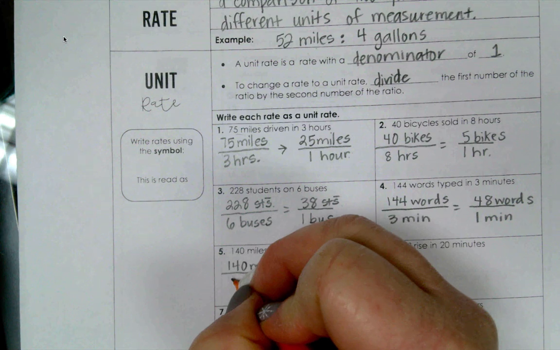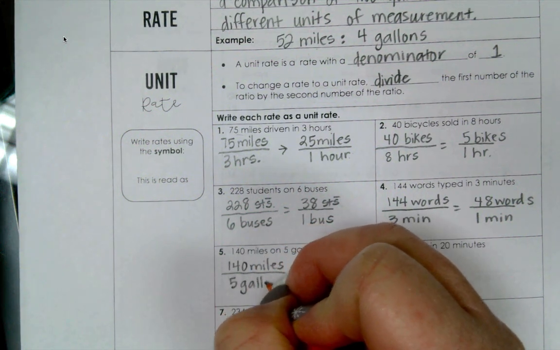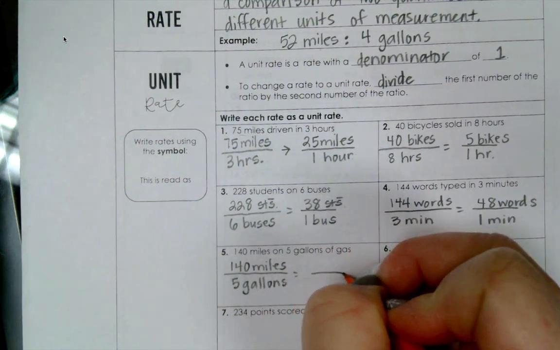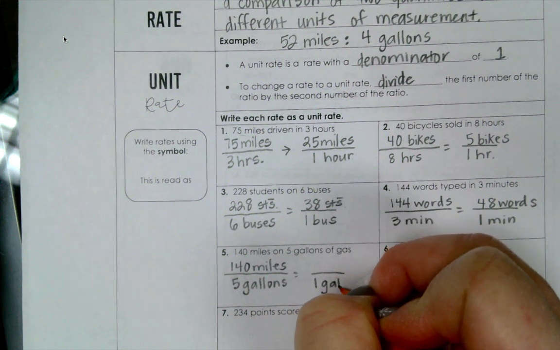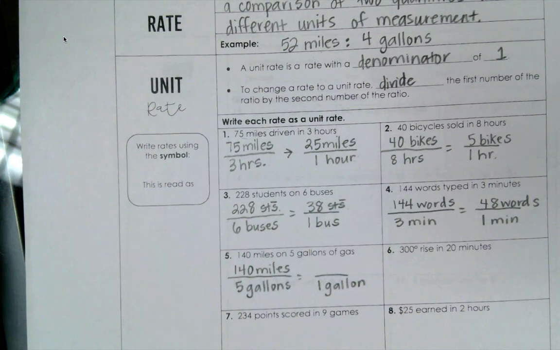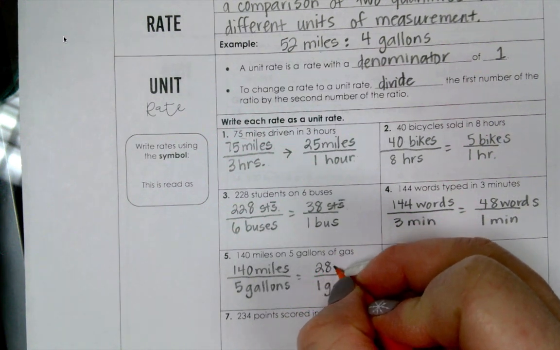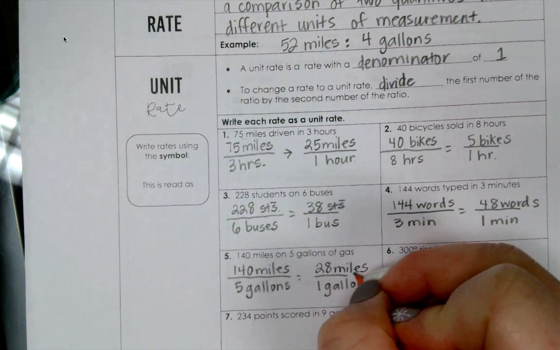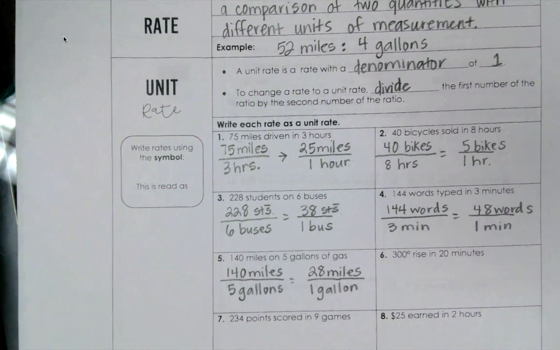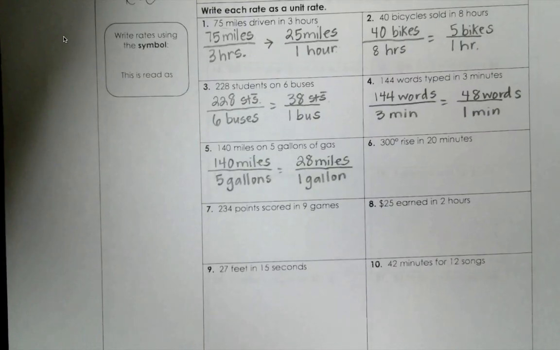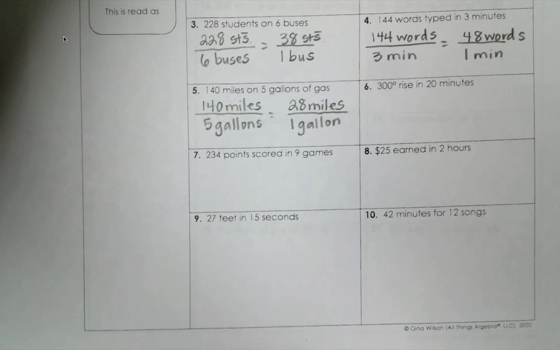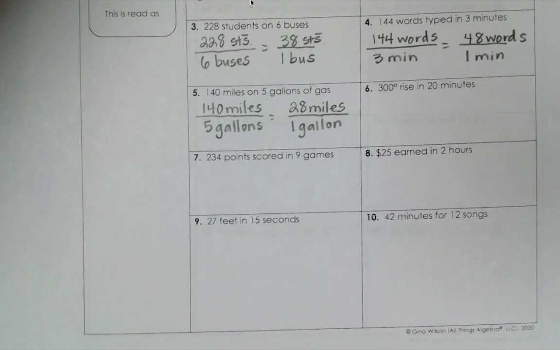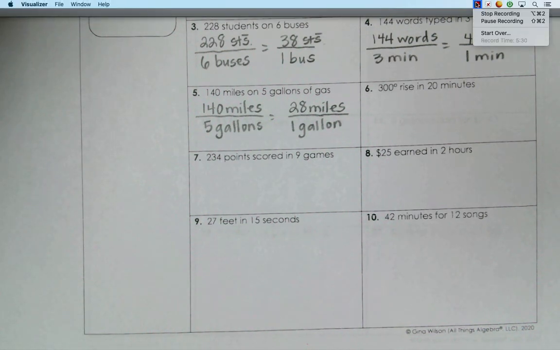140 miles on 5 gallons of gas. So my question is, how many miles in 1 gallon? 140 divided by 5 is 28 miles. Okay, so independently, do 6 through 10 on your own. I'll pause here and give you time to do that.